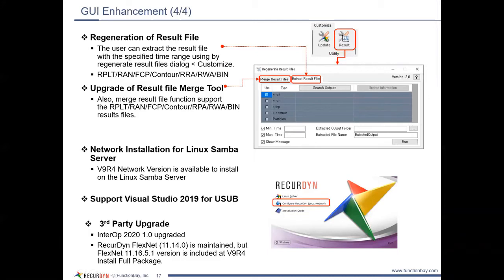There's been a fair amount of work related to working with post-processing files. There's a new capability here to regenerate the result file. Basically, the kind of thing you're going to do, one option is to merge files. Another one would be to extract files that are done with a separate solver run of RecurDyn, in other words.